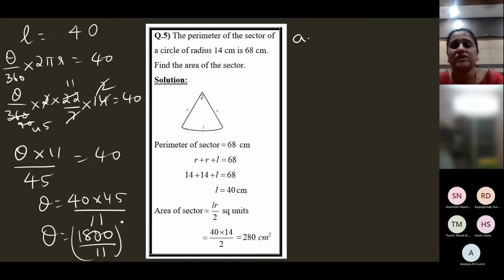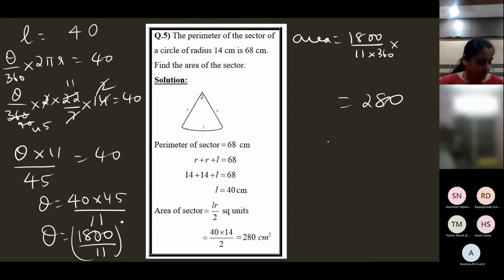So now area of the sector is equal to theta by 360 into pi r square. So theta is this one. This is theta by 360. So it will come here by 360 into pi r square. So you will get exactly 280. Got the answer, ma'am. Thank you so much. Yeah, good.